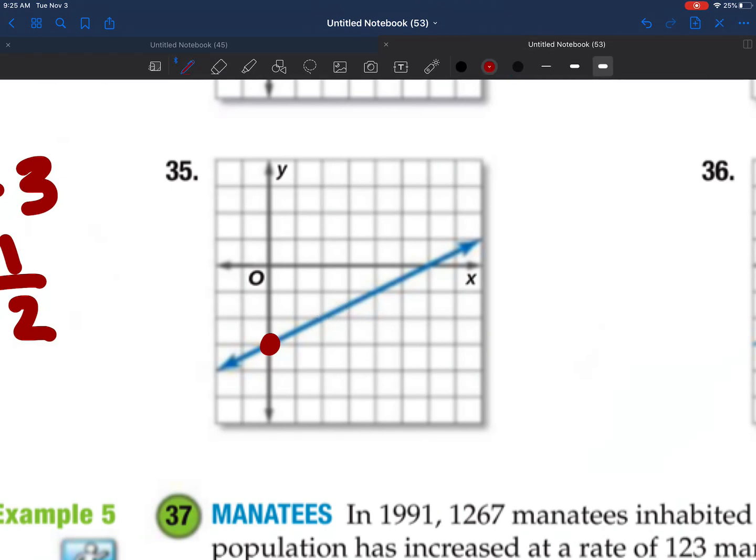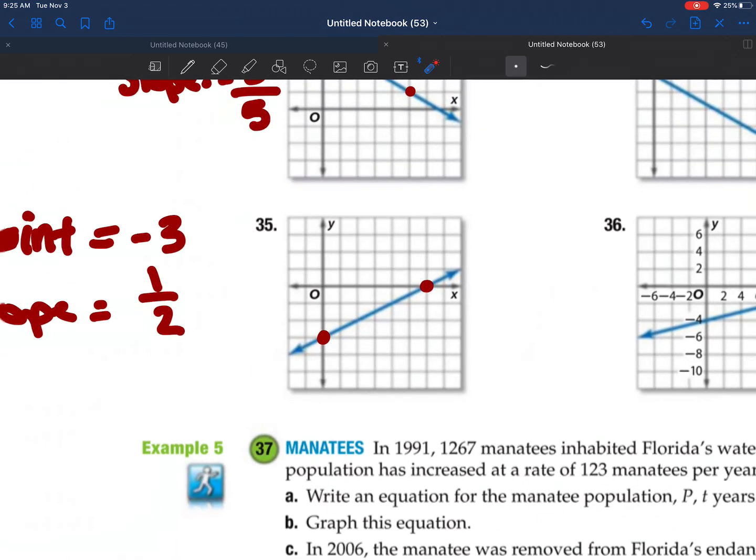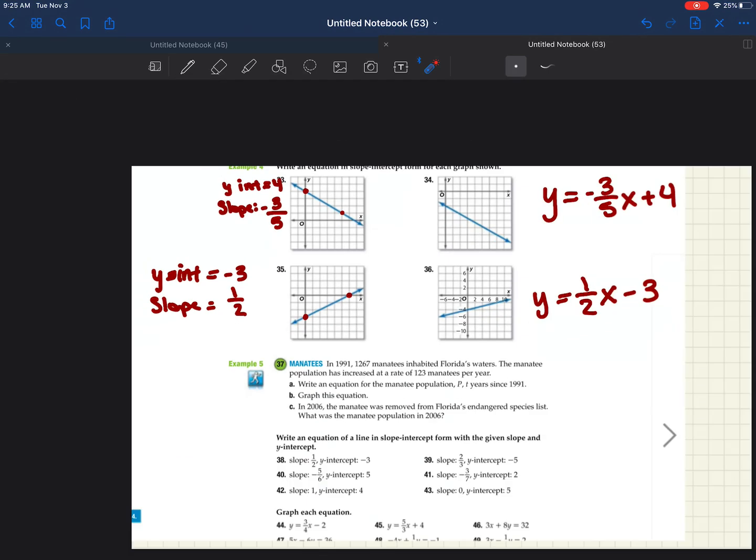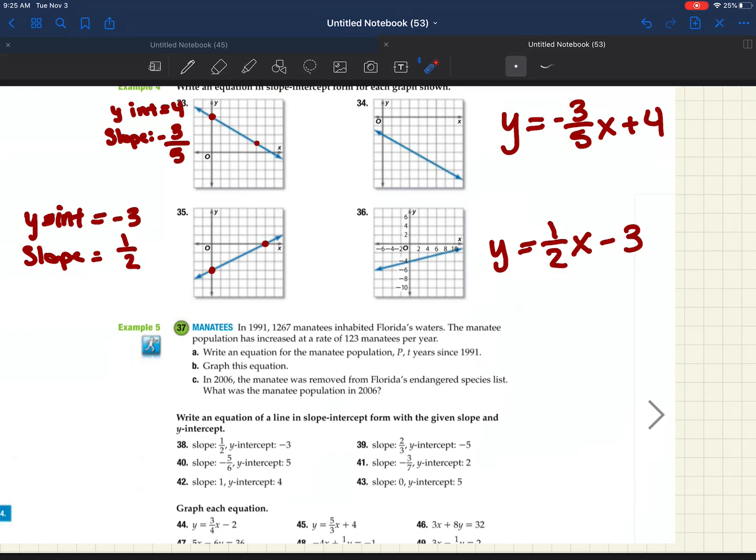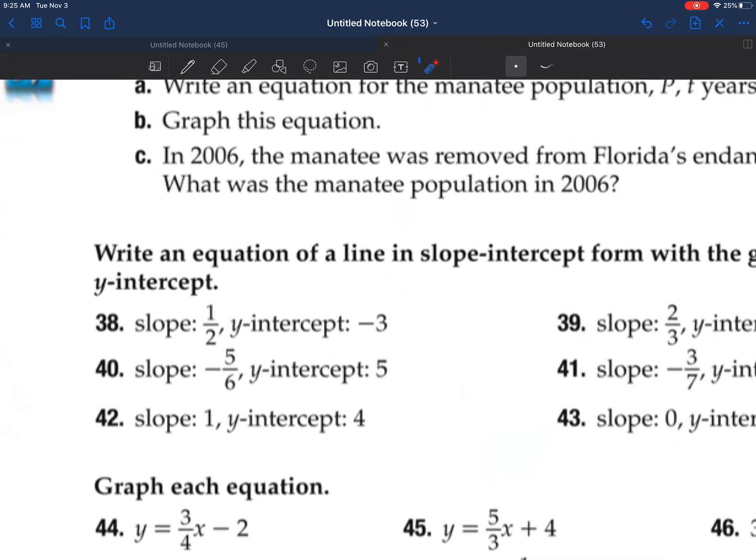Now, here's the other thing I'm going to tell you. If you were looking here and you didn't see this point, and instead you used this point here, you could still go up 1, 2, 3, and over 1, 2, 3, 4, 5, 6. Is 3 over 6 the same as 1/2? Yes, but should you put 3/6 as your slope? No, you can write it down, but always simplify, okay? So, just be careful on that.